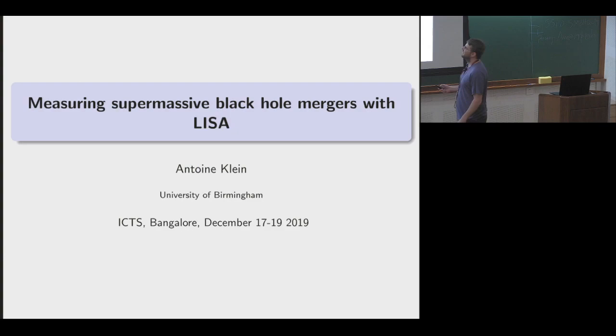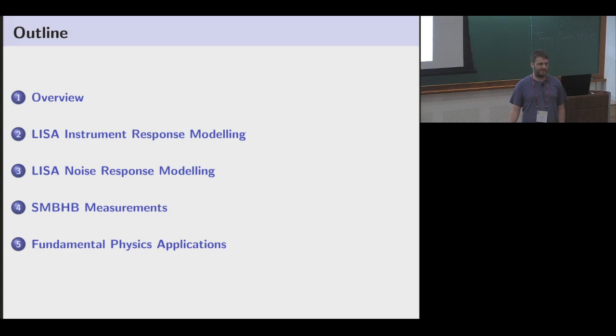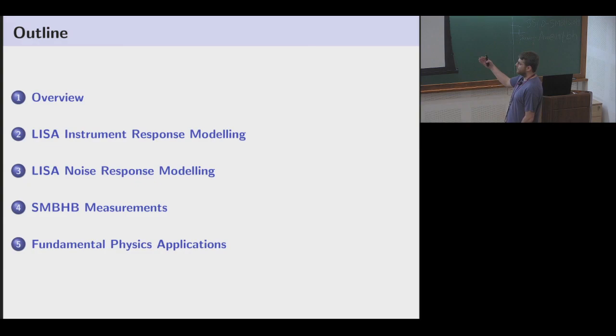All right. So first, I will present a short overview of the mission, what kind of sources we expect, and then I will go on to discuss the instrument response to the gravitational waves. So if we have a gravitational wave coming through the instrument, how does it affect the different measurements that we make, and how we can model our sources to detect them in the end.